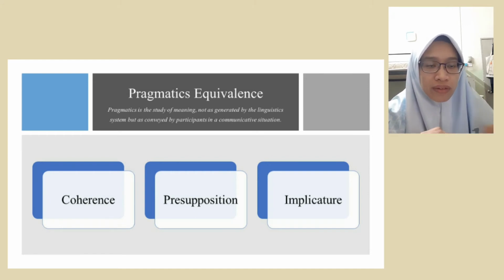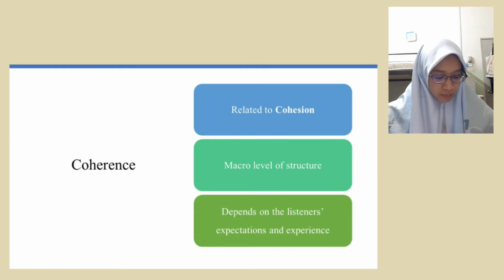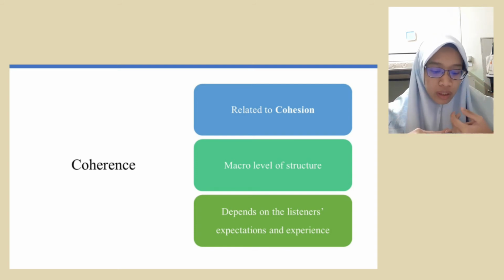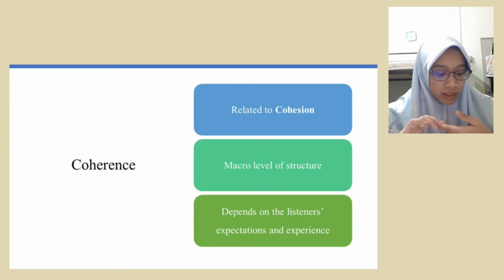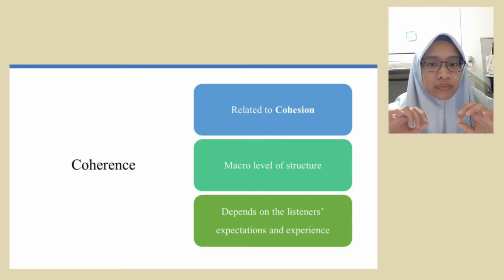Let's go to the first one, coherence. As we know, coherence is always related to cohesion. In cohesion, we are focusing on the micro level of structure in a sentence, which includes repeated words, references, transition signals like secondly, furthermore, lastly. We have also substitution and ellipsis. In coherence, on the other hand, the focus is more on the macro level of structure, for example the topic sentence and also the summary.